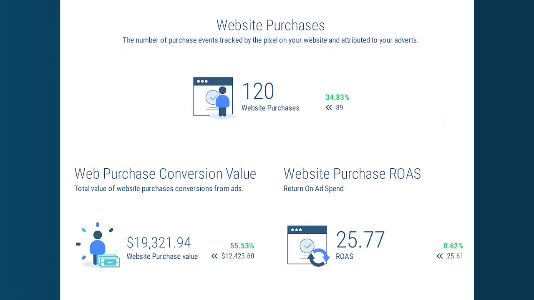And finally, if you're running a conversion campaign, a good social media marketing report for you should include a section that reports on conversion metrics. For example, this client is using a Facebook ads campaign to drive website purchases. The conversion data on this client's report includes the number of purchases that came from the Facebook ads, as well as how much revenue those purchases were worth, and the return on investment on the ad spend.